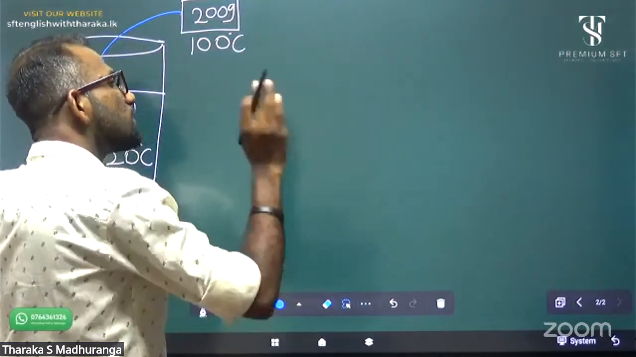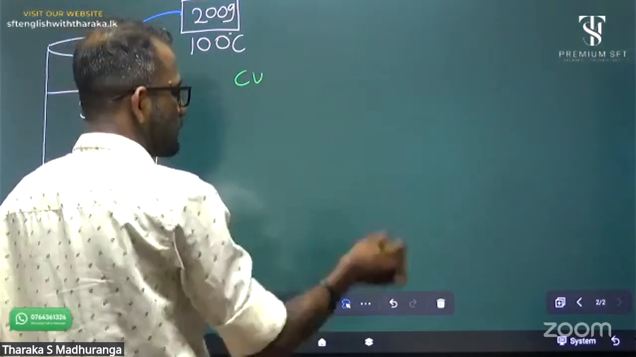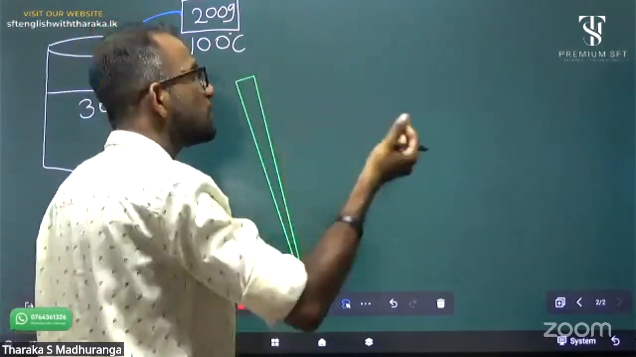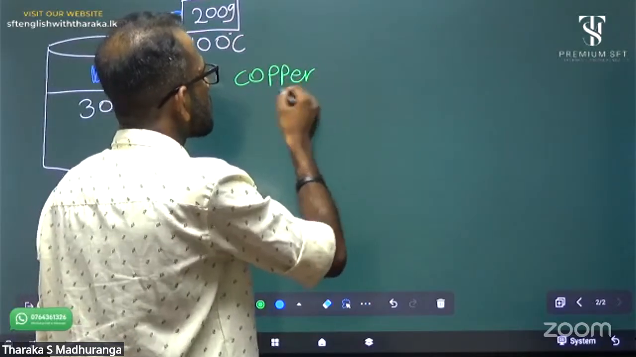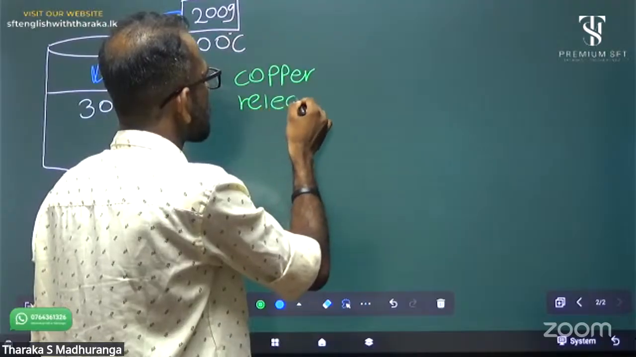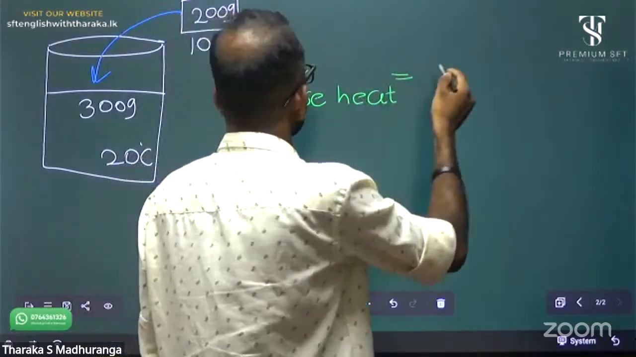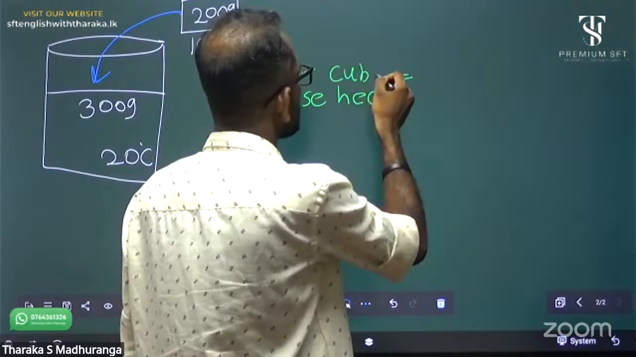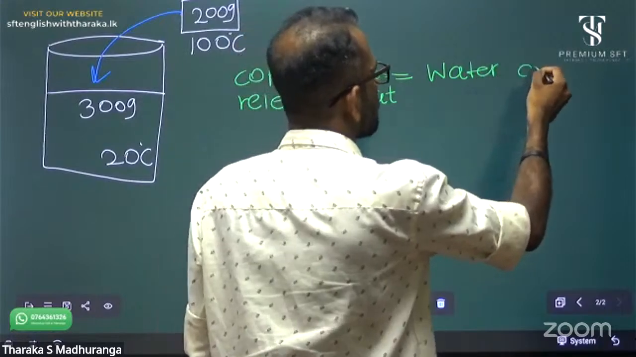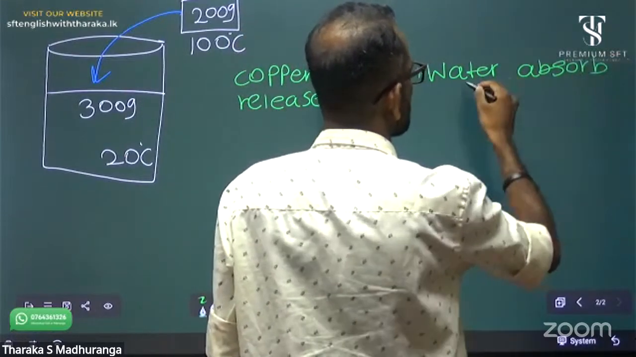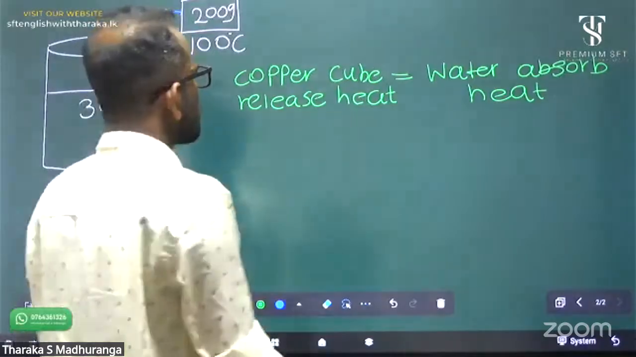Now, what happened? According to the mixture method, the copper cube is the substance releasing heat, right? The heat released by the copper cube is equal to the heat absorbed by the water.